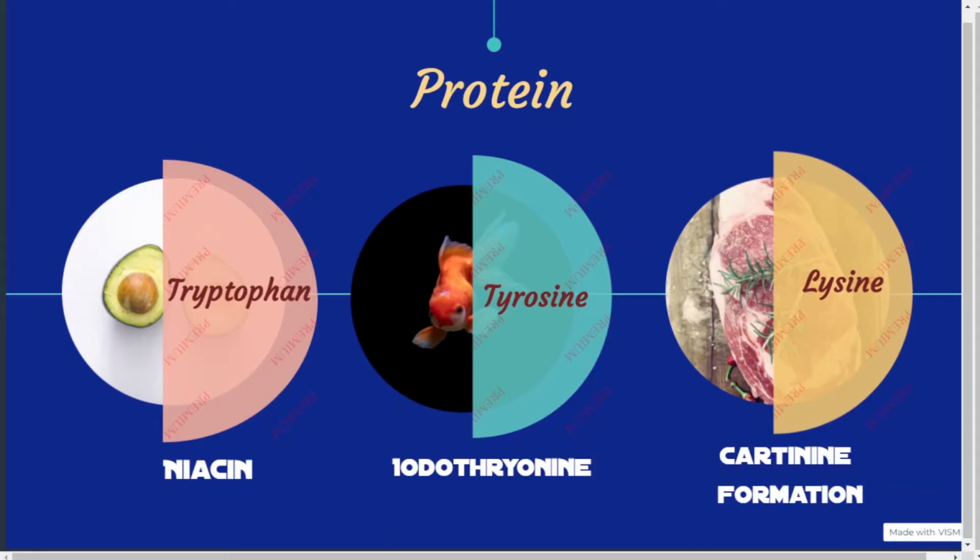The main point that you have to understand over here is that tryptophan acts as a precursor for niacin, and tyrosine acts as a precursor for ergothioneine, and lysine acts as a precursor for carotenoid formation. Simple as that. I think there is nothing much more to understand over here, right? So yeah, that's all.